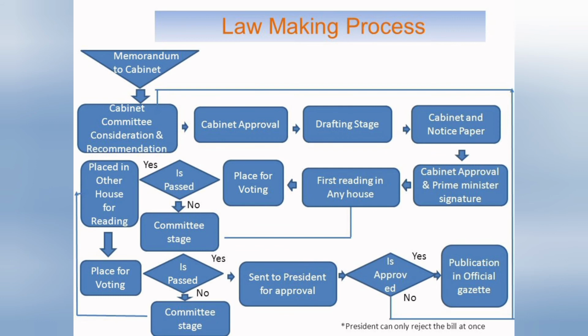Now, next is the money bill. A money bill such as the budget cannot be introduced in the Rajya Sabha directly. It can originate only in the Lok Sabha. After passing through all the stages as prescribed for an ordinary bill, the money bill is sent to the Rajya Sabha. The Rajya Sabha may delay a money bill by a maximum of 14 days. It can also make suggestions or changes in the bill, but the Lok Sabha is not bound to accept such changes. Finally, the bill is sent to the President for approval.